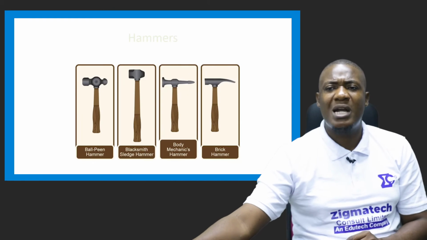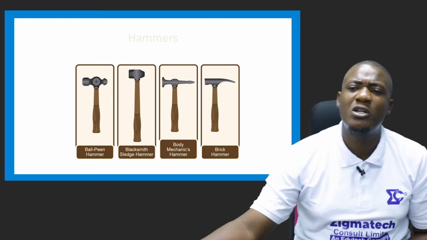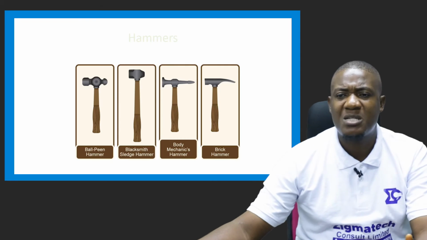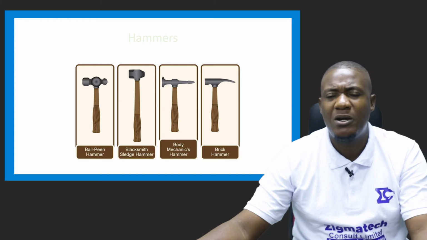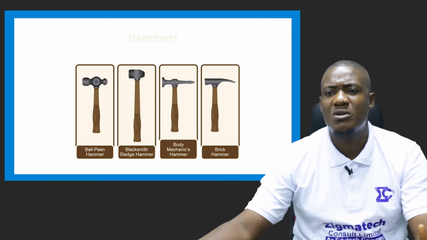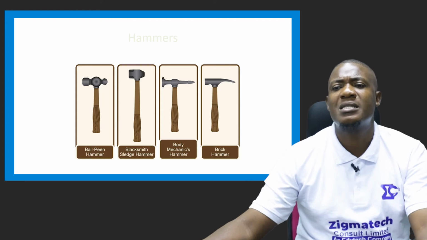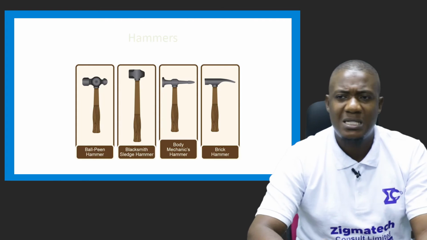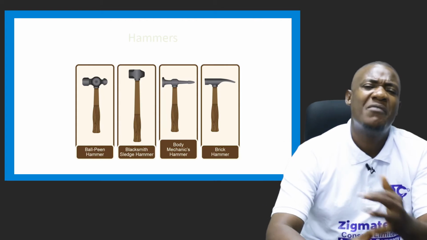Let's look at different types of hammers that we have. We have a hammer we call a ball pein hammer. We have the blacksmith sledgehammer. We have a cross pein hammer, otherwise known as the Warrington hammer. Please, you should take note of these names. We have the body mechanic hammer, that's for panel beaters, that's the hammer they make use of. We also have the brick hammer. We have the claw hammer.